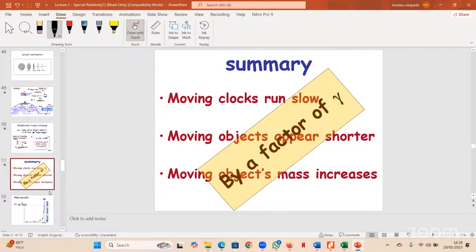So in summary, moving clocks run slow. Moving objects appear shorter. Moving object mass increases. So those are the summaries of what we have discussed today. We discussed about time, we discussed about length, and we discussed about the mass.